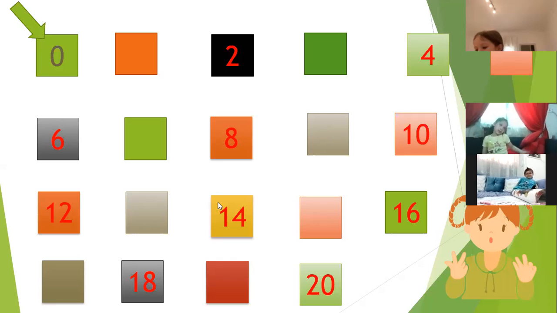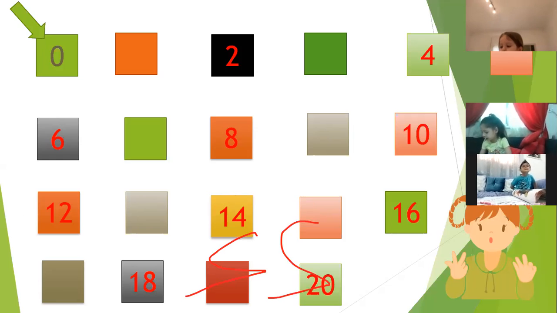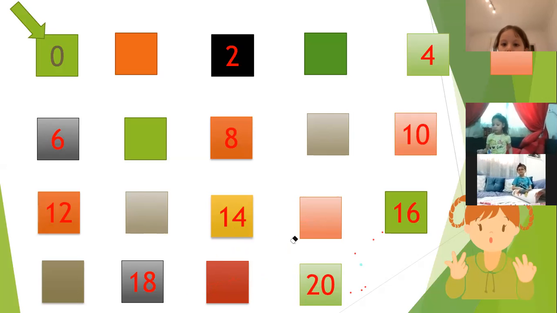After twelve, I have 14. I will leave and skip 13 and jump to 14. After 14, I have 15. I will skip 15 and jump to 16. After 16, I have 17. I will not count 17. I will skip 17 and jump to 18. So, I have 16, then 18. After 18, 20.